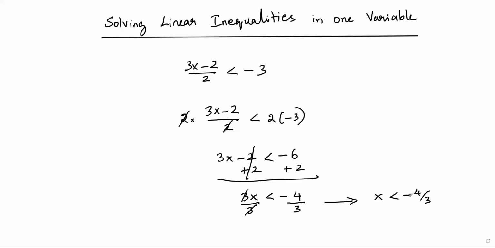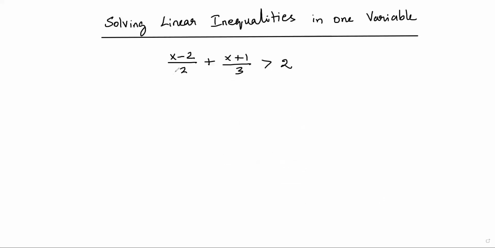Let's look at another example. In this inequality, we have two denominators, 2 and 3. So the first work is to get rid of the denominators so that there will be no fraction and we can easily solve for the variable x. To get rid of these two different denominators, 2 and 3, find the least common multiple of 2 and 3, which is 6. So if you multiply both sides by 6, you'll be able to get rid of the denominators 2 and 3. So I multiply both sides of the inequality by the least common multiple of 2 and 3, which is 6.